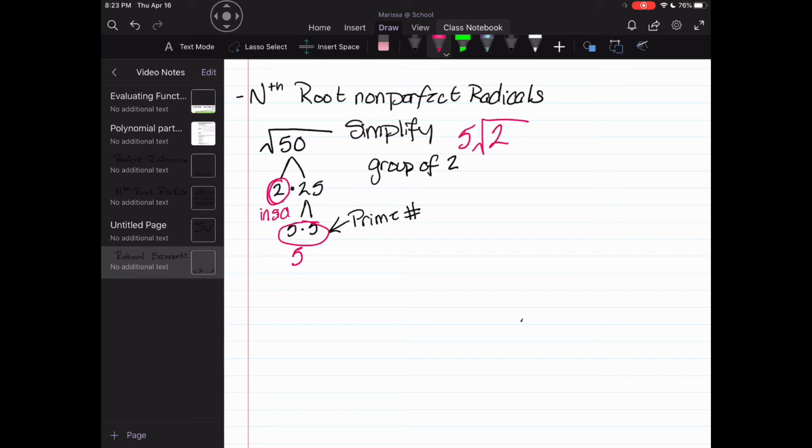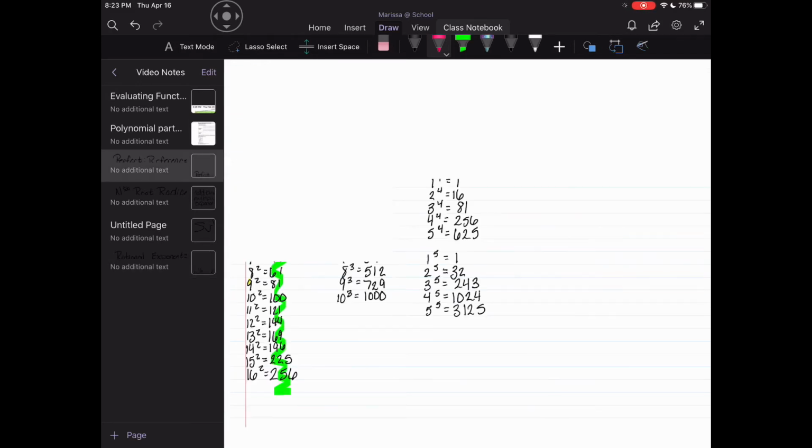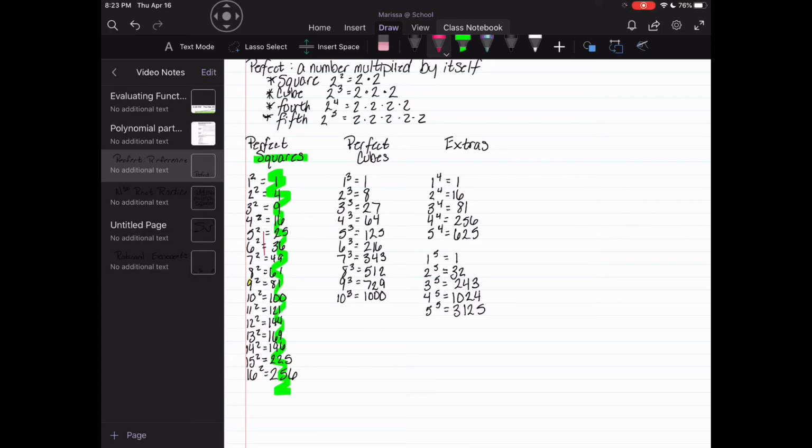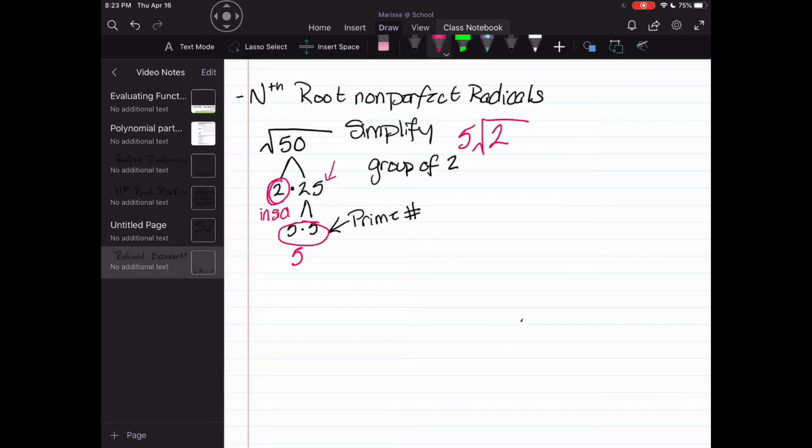I could have also stopped right here, up a step, and I know that 25 is in my list of perfect squares. If I had gone through here and I was just looking for something that goes into 50, I could have pointed out that 25 goes into 50. So there are going to be others like we had here. So maybe I ask you to simplify, so this is example 1.